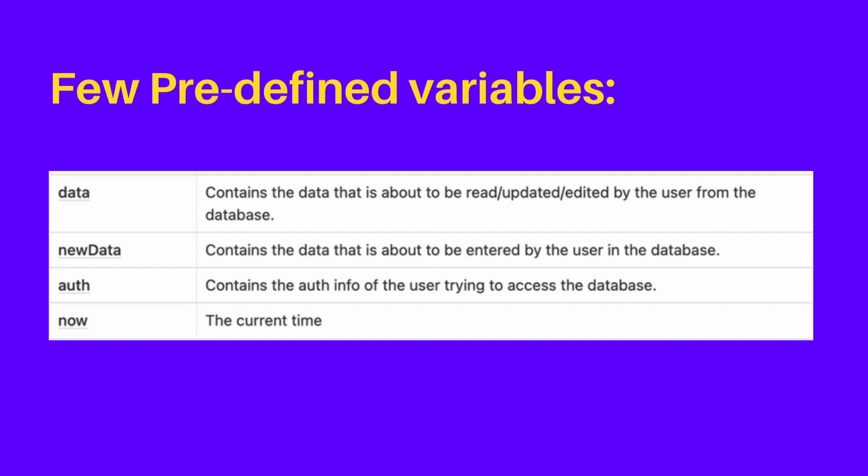Now before we continue, let's understand what predefined variables are. These variables help us to write rules. These can be used in the query and help us decide whether we want to allow a certain action or not. A few of them are: data, that contains the data that is about to be read, updated or edited by the user; newData, that contains the data that is about to be entered by the user; auth, which contains the auth info of the user trying to access the database; and now, which contains the current time.